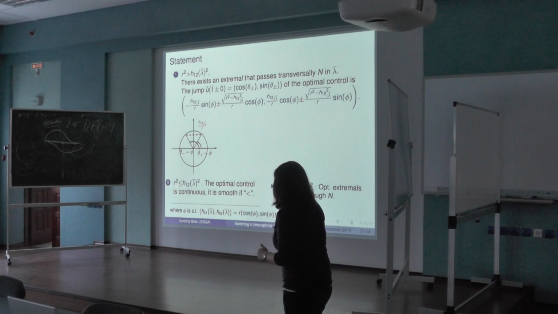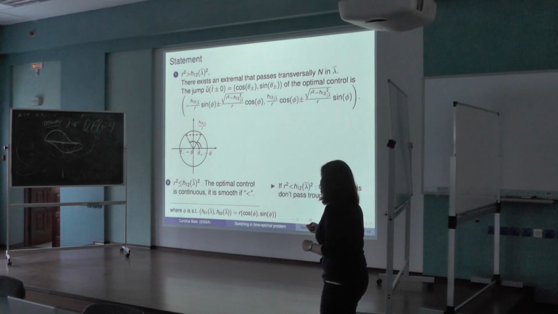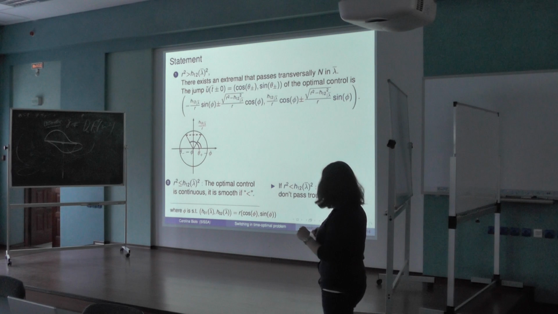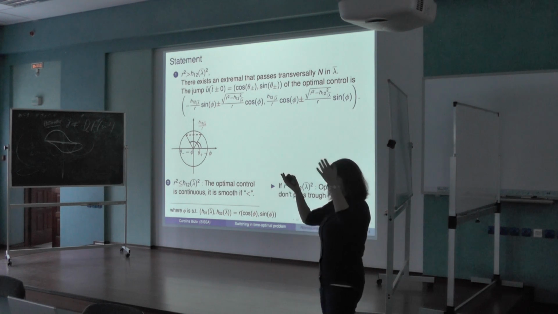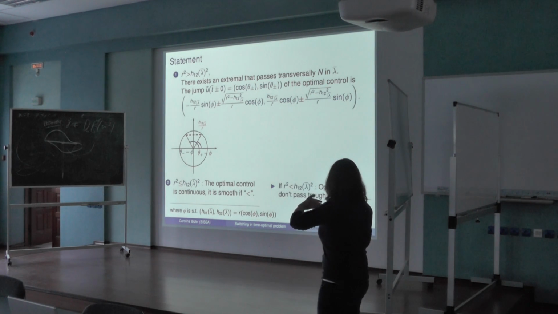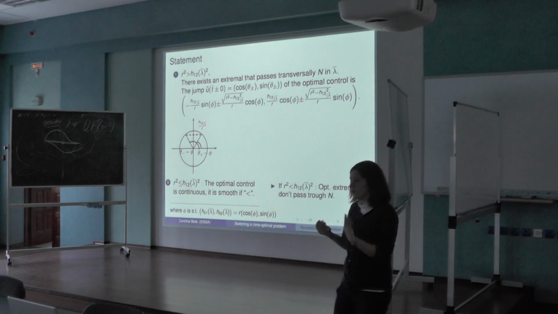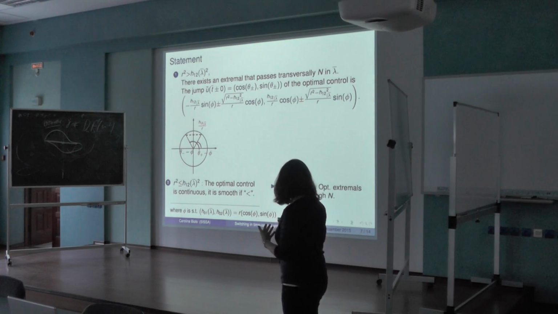In the other case, if the inequality is less or equal, the optimal control is continuous, and it is smooth if the inequality is strictly less. Why? Because in this case the optimal extremal in the tangent bundle doesn't pass through the singular locus. So we are only in the case in which everything is smooth.